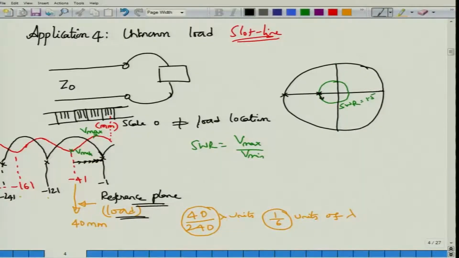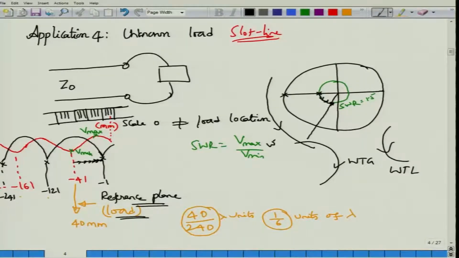So I actually start traveling towards the load. Please remember that you travel clockwise to go toward the generator, and you travel anti-clockwise in order to go to the load. So I keep moving toward the load a distance of about 1/6, and let us say I landed at this point. Now all I have to do is draw this arc, read the values, and then I would have known the normalized value. If I want to unnormalize it, I simply multiply by Z0. In case you do not know where to land, you have a scale called the WTL scale.